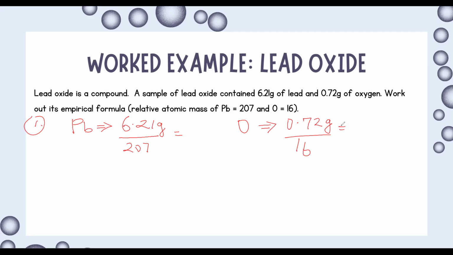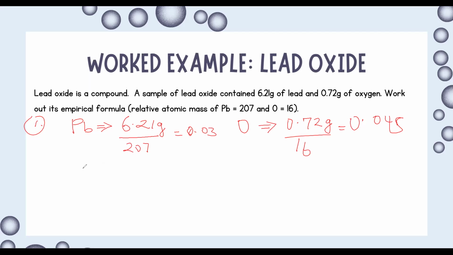For lead, we have 6.21 divided by 207. I hope we're all following. Yes, sir. That gives us 0.03. How about the second one? The second arithmetic, 0.72 divided by 16. That gives us 0.045. Now, what is the next thing to do?